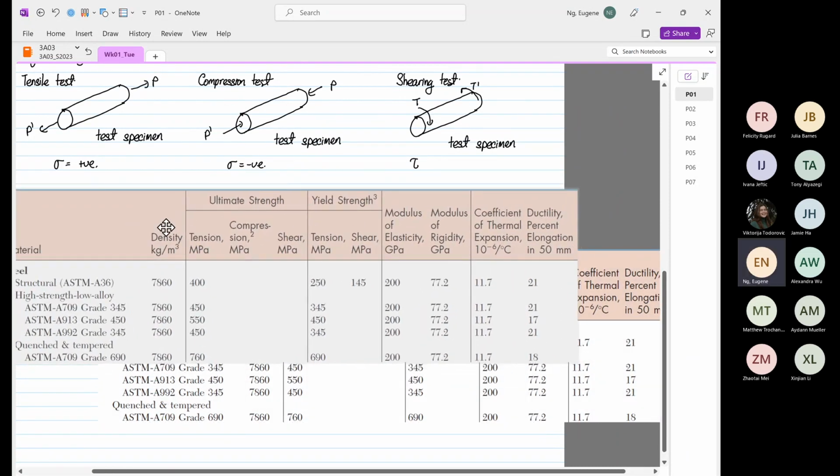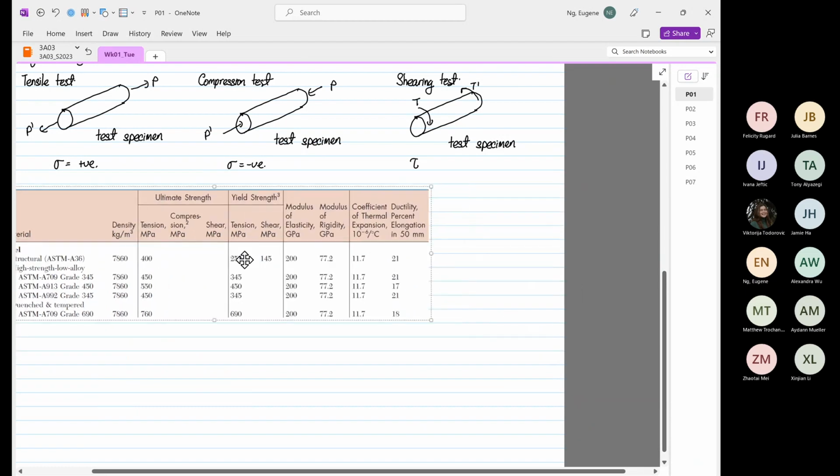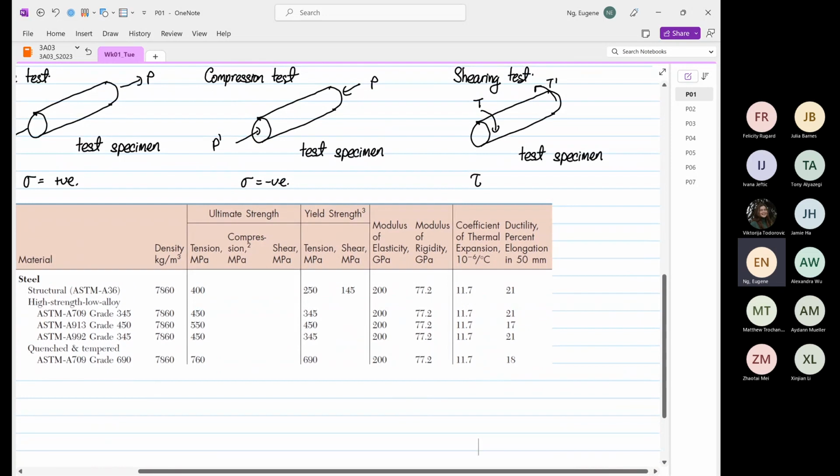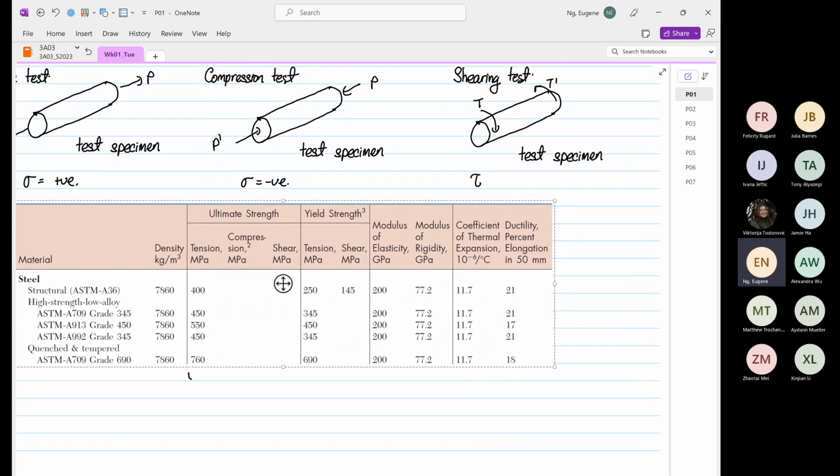So that is why you can see, okay, all these tests over here, all the mechanical tests over here, as you can see, they are carried out by unidirectional test. Okay. So what does it mean by unidirectional?